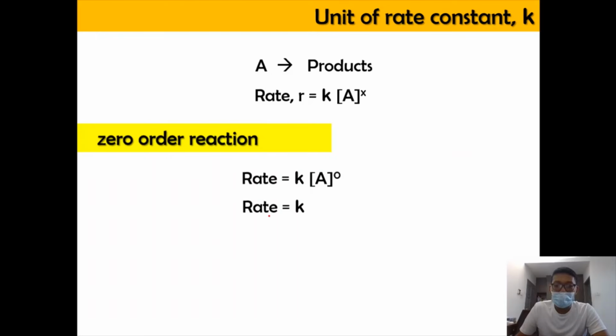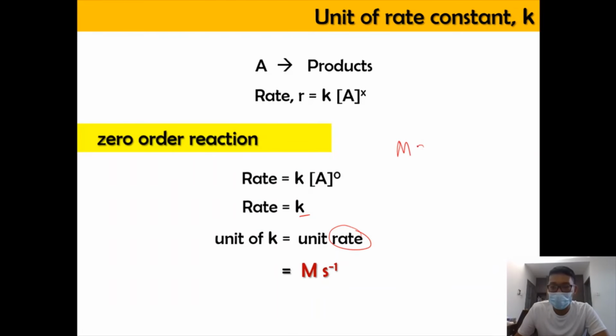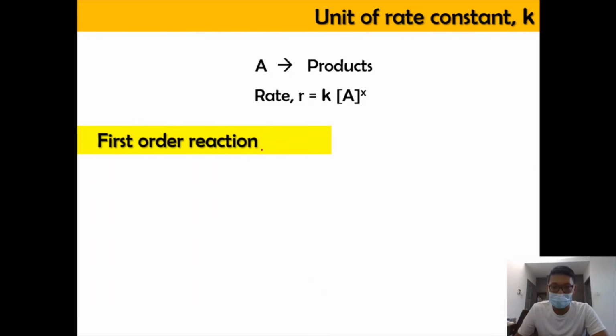So you know that the unit of rate is going to be equal to the unit of k, where the unit of rate that we have learned in part 1 is molar per second, M s^-1. Okay, so if the question gives you the reaction rate having a unit of M s^-1, you will know that the reaction happens to be a zero order reaction.